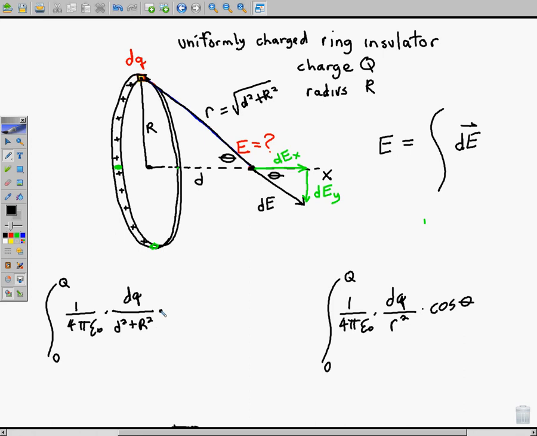And then what about this cosine theta business right here? What can I substitute in for that? D over little r, right? But again, I don't want to leave it in terms of that, so instead of saying d over little r, I'm going to say d over the square root of d squared plus r squared. And instead of saying square root, I'm going to say to the 1/2, so I can combine it with this guy here.